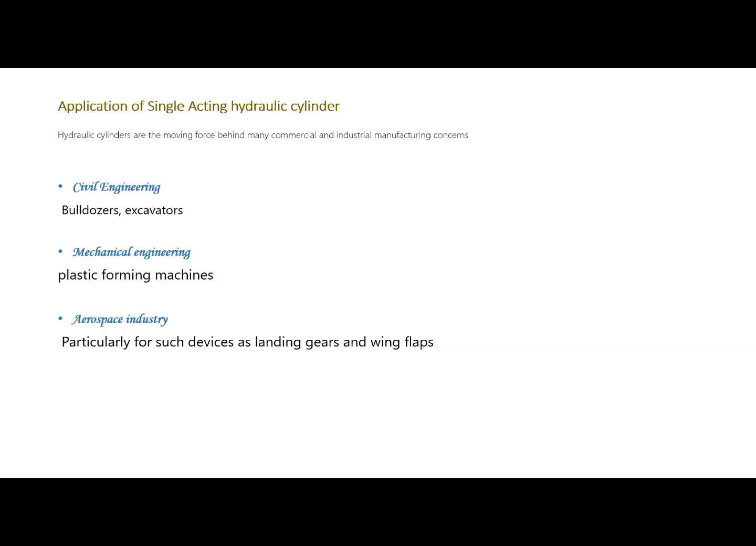Hydraulic cylinders are the moving force behind many commercial and industrial manufacturing concerns. There are three examples of application of single-acting hydraulic cylinders. In civil engineering, it is used in bulldozers and excavators. In mechanical engineering, it is used in plastic forming machines, while in the aerospace industry, it is used particularly for such devices as landing gears and wing flaps.